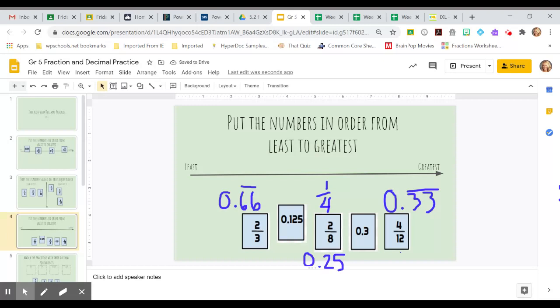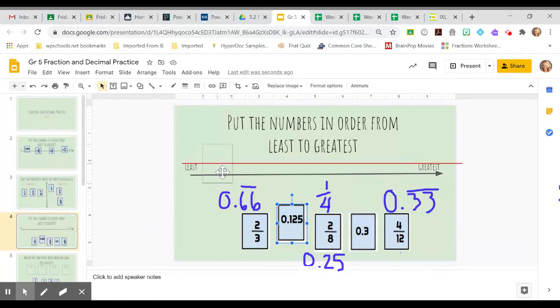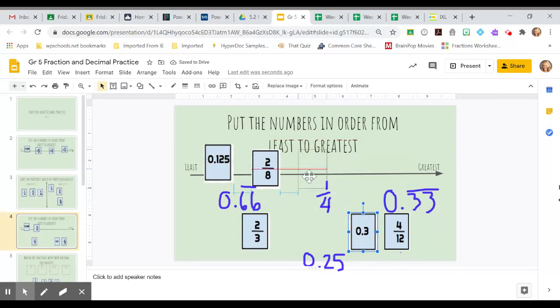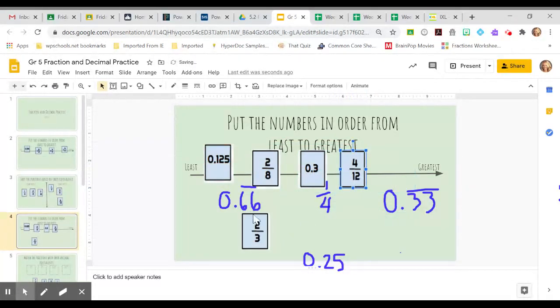So this is pretty close to 0. I've got a 1 in my 10th place. So that's going to go here. And then I have 2/8, which is a quarter. And then I have 3/10, which is just a little bit smaller than 4/12. And then finally, 2/3 is going to be last. Okay, so that is going to be the order of that.